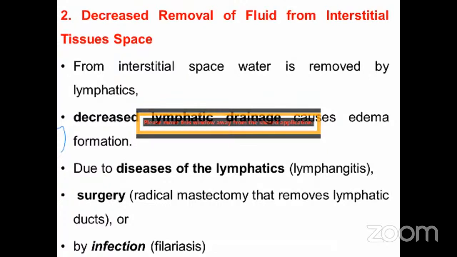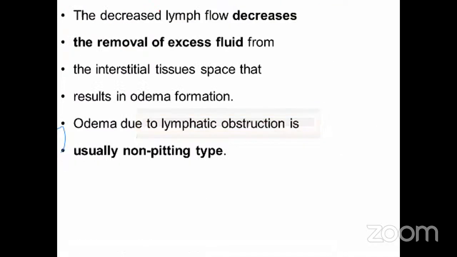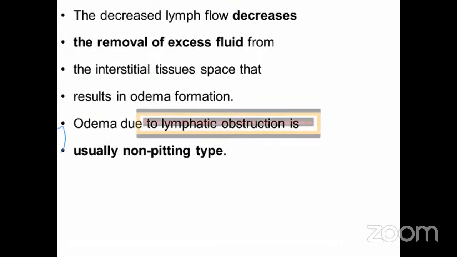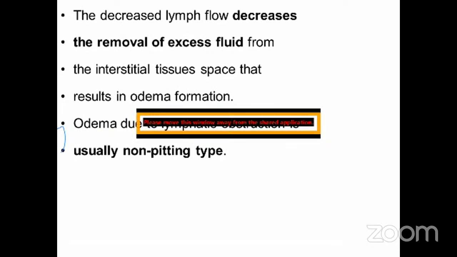And in infections like filariasis, there is lymphatic edema. Decreased lymph flow decreases the removal of the excess fluid from the interstitial tissue space, causing edema. And edema because of lymphatic obstruction is the non-pitting type of edema. We learned two types of edema: one is pitting edema, and the other one is non-pitting edema.